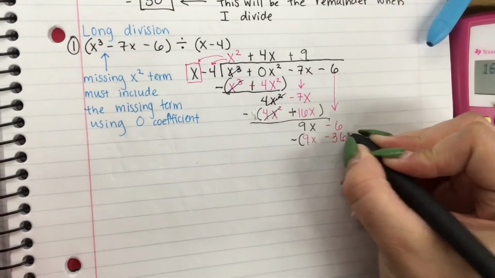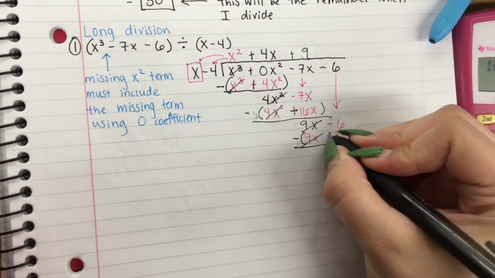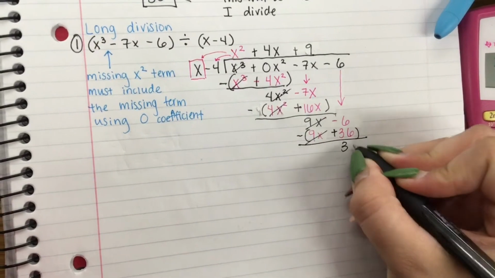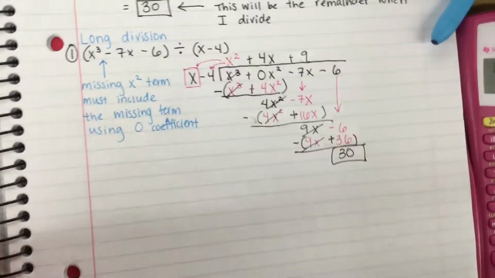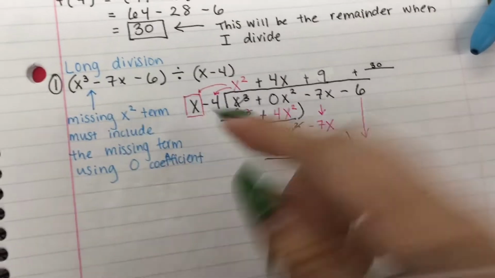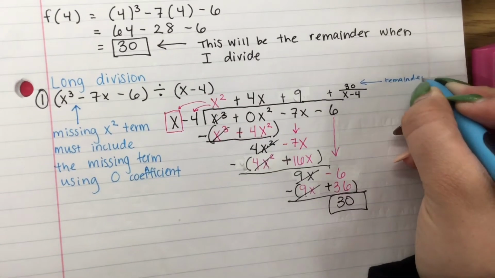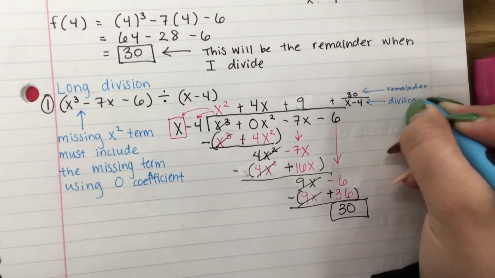So 9 minus 9x is going to cancel out. And then that negative 6 plus 36 is going to give us 30. And we'll write this as the remainder over the divisor added to the rest of that polynomial. Notice how that matches our remainder from the remainder theorem.